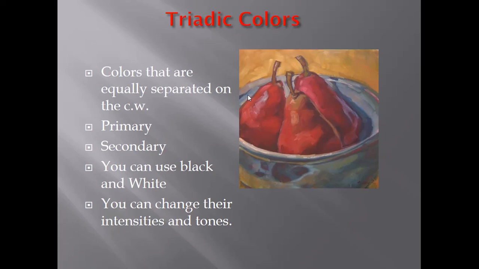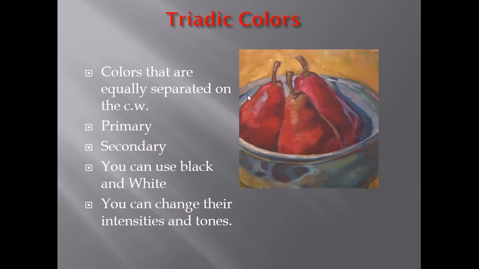If I tap on red, then I count 1, 2, 3, 4, and all of a sudden I'm at 12 o'clock at yellow. And then I count 1, 2, 3, 4, and there I am at 4 o'clock at blue. They are equally separated or spaced apart on the color wheel. And it doesn't have to be primaries or secondary colors. Tertiary colors can be separated equally spaced on the color wheel.